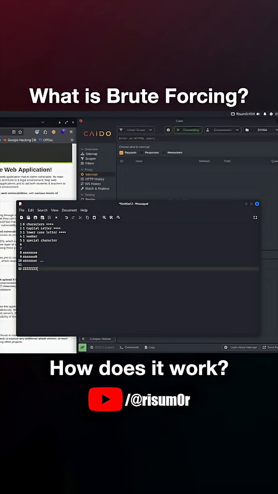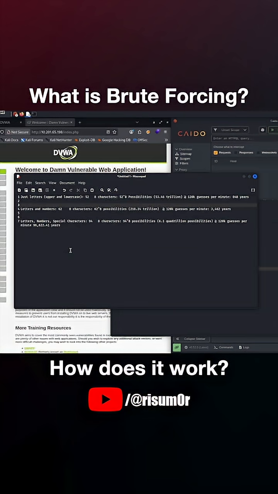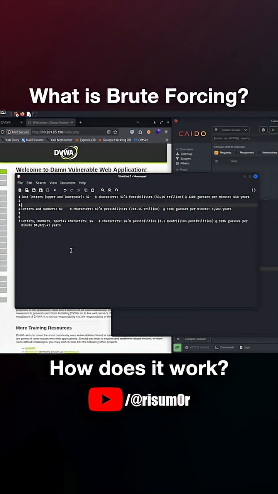So let's take a look at how that would actually look in terms of a time scale, shall we? Using the example that we were just talking about, if we had just letters, uppercase and lowercase, there's 26 letters in the alphabet. Multiply that by 2 for upper and lowercase, which gives us a total of 52 possible characters to use. At a minimum of 8 characters for a password, it's going to give us 52 to the power of 8, which is about 53.5 trillion possibilities. It's going to take about 848 years to break that password, assuming that the password is all capital Z's and you're starting from the beginning and you're going in order.